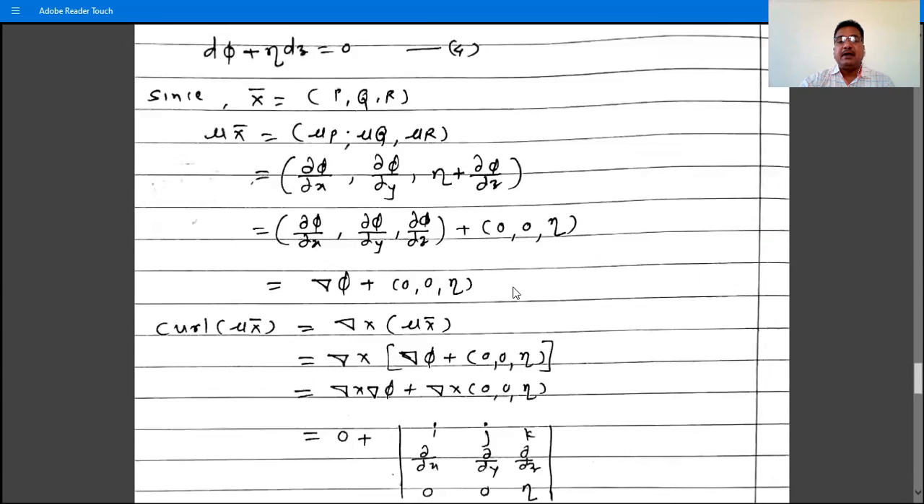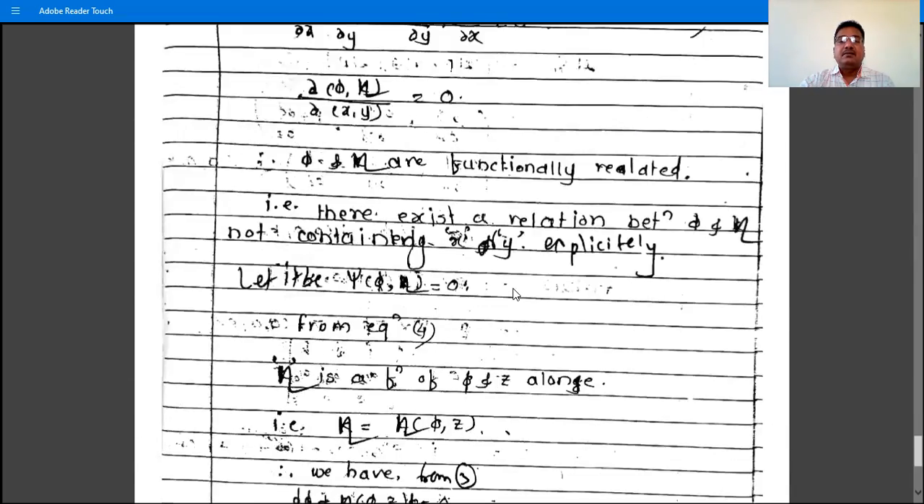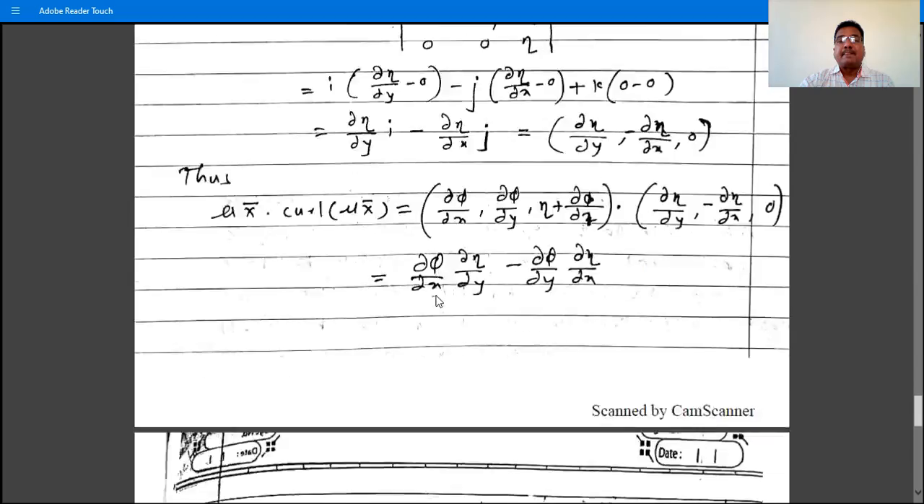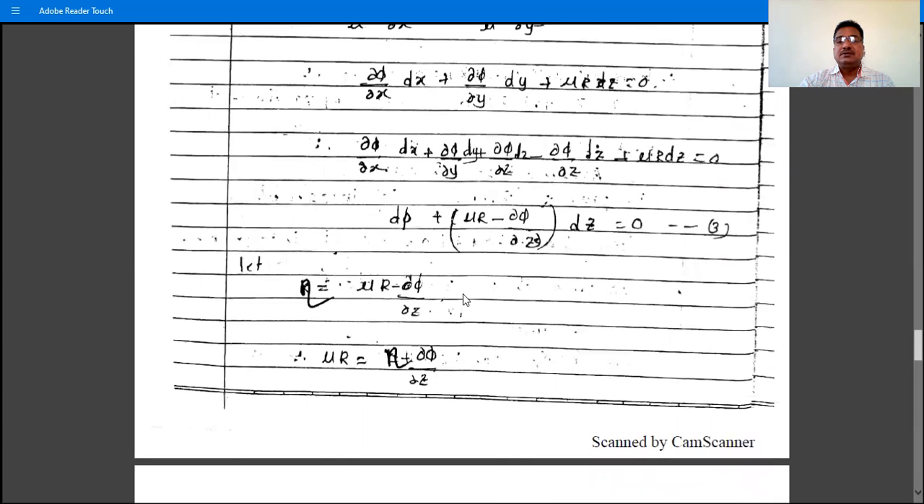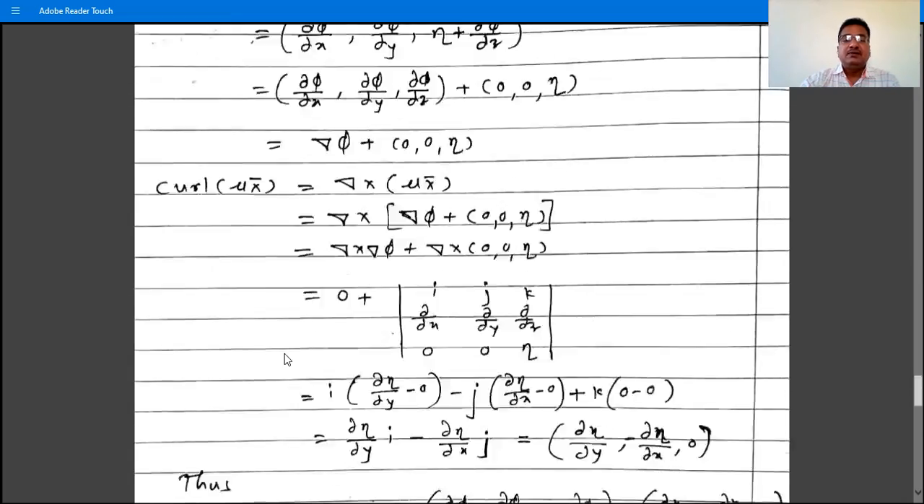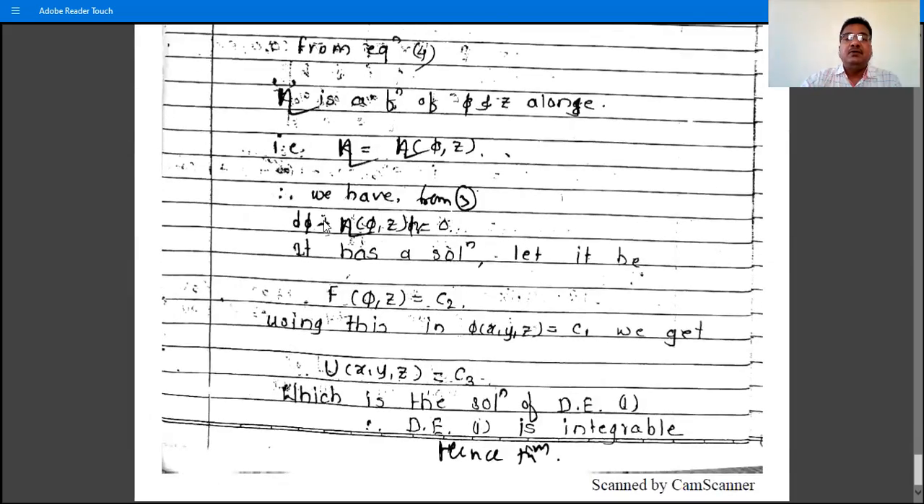Here ν is a function of φ and z. Equation number 3 is dφ plus ν dz equal to 0. Actually, this is the equation number 4. So from equation number 4, we have dφ plus ν dz equal to 0, where ν is a function of φ and z.